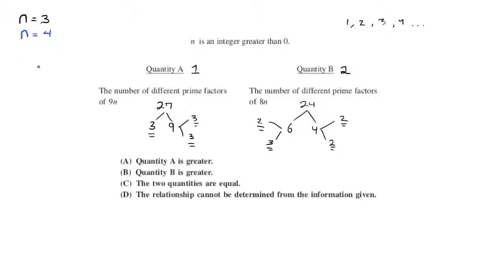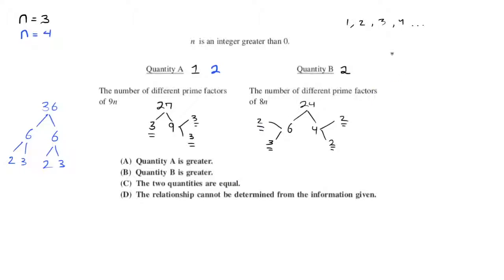Well, now 9n is 36. 9 times 4 is 36, and 36 can split off into 6 and 6, each of which can split off into 2 and 3 by the logic I walked through earlier. Now this time the number of unique prime factors of 9n is 2, because every number here that terminates is either a 2 or a 3. So this time we get 2.